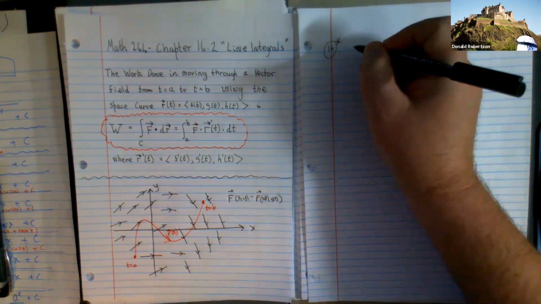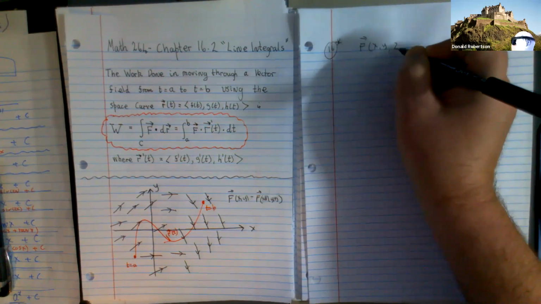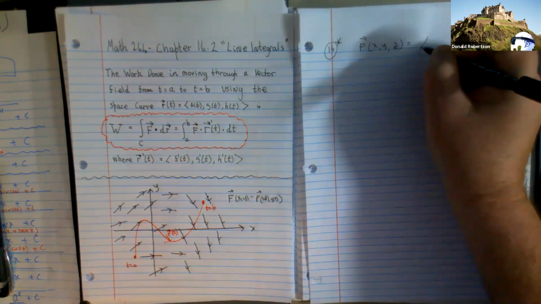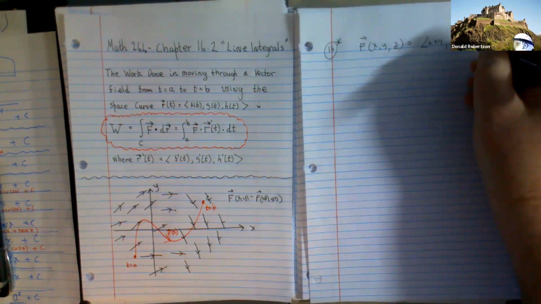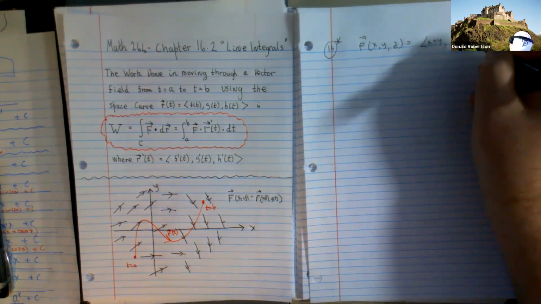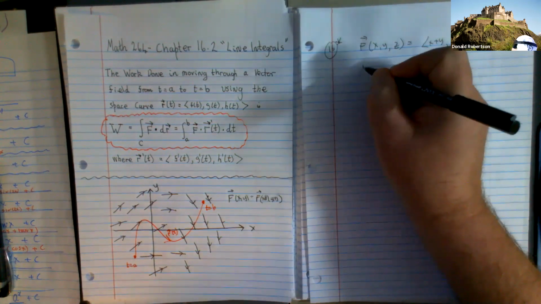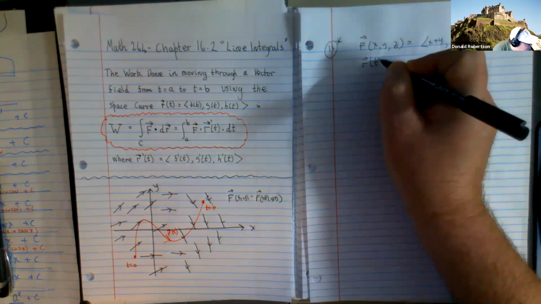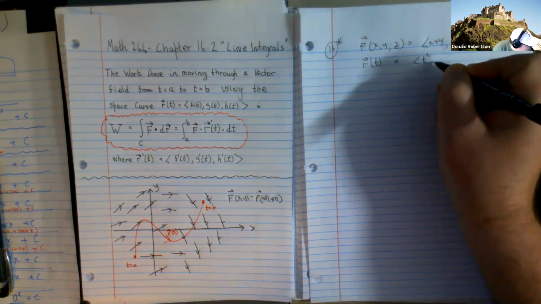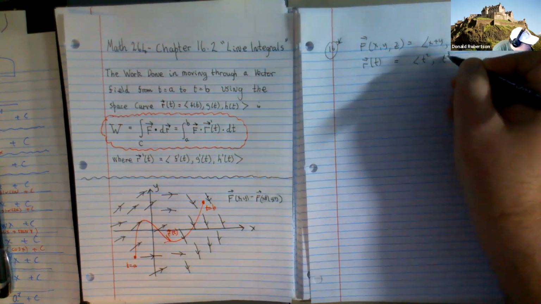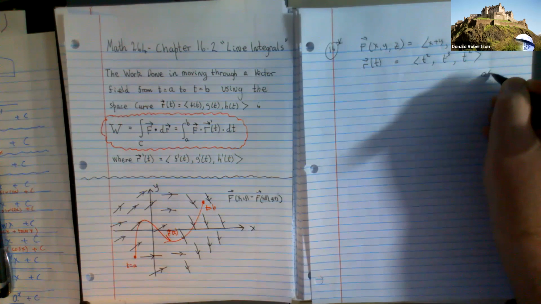The vector field that we're going to deal with is x plus y, y take away z, and z cubed. And the space curve, it's back to being told who the space curve is. t squared, t cubed, t squared, and t goes from 0 to 1.